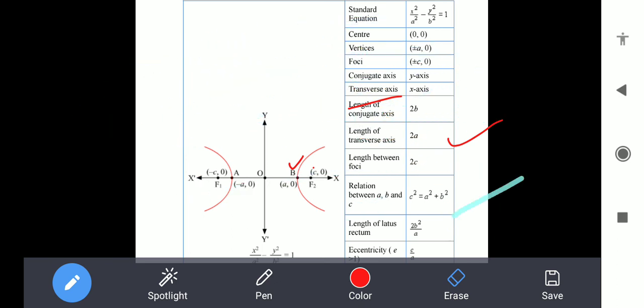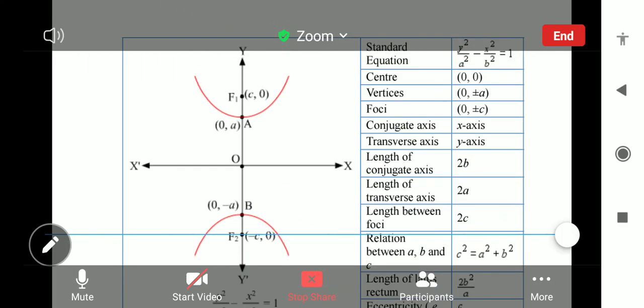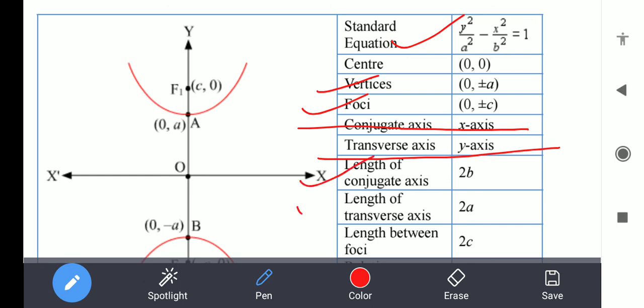Second case, y square upon a square minus x square upon b square is equal to 1. Only the transverse axis and conjugate axis are interchanged, that is, now the transverse axis is along the y axis and the conjugate axis along the x axis. Center is 0 comma 0, vertices are 0 comma plus minus a, foci are 0 comma plus minus c. The length of the conjugate axis is 2b and the length of the transverse axis is 2a. Distance between the foci is 2c.